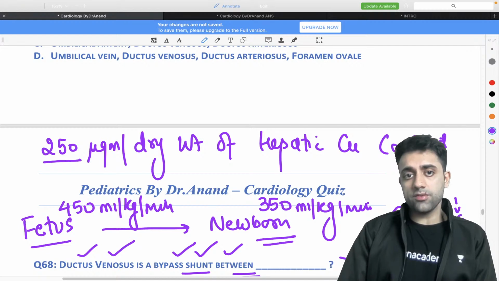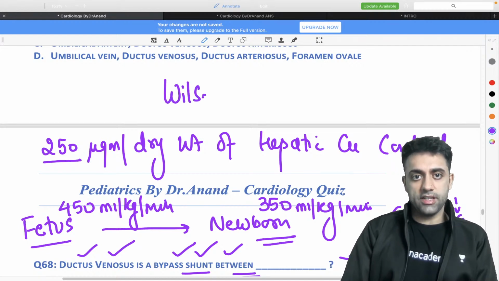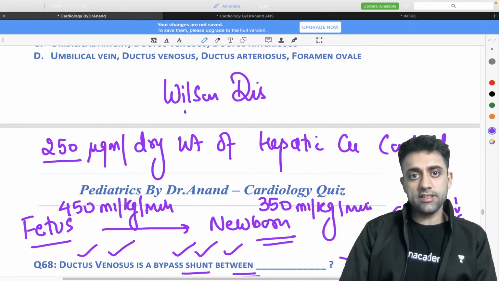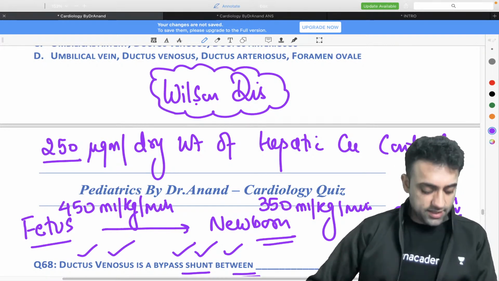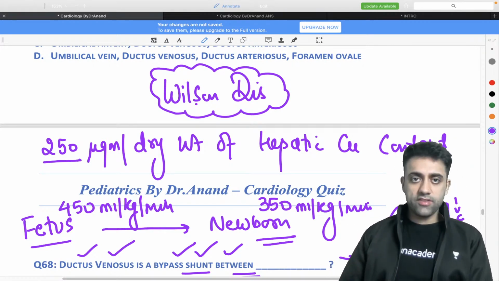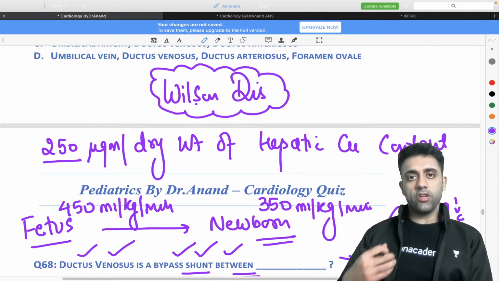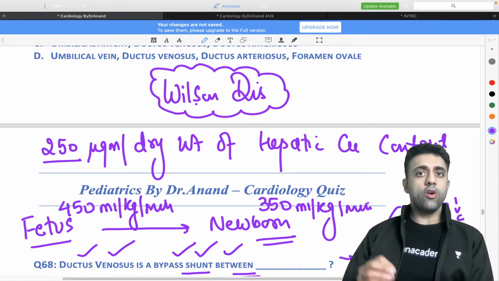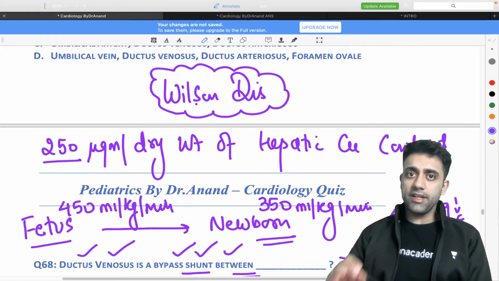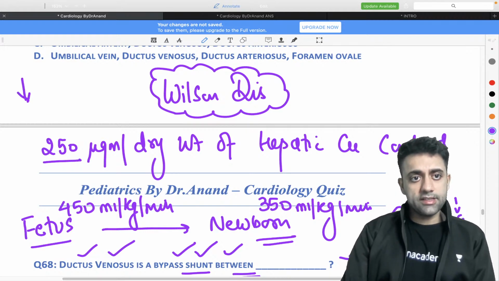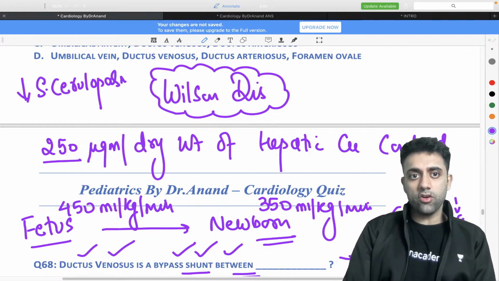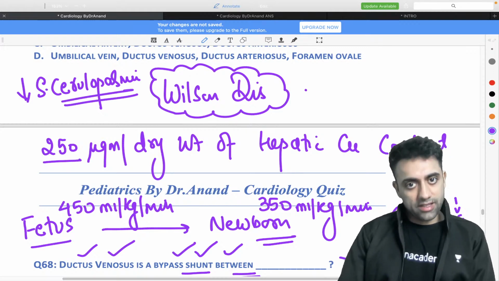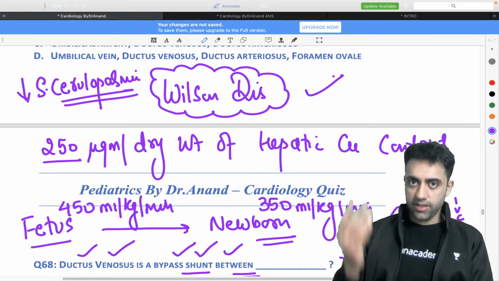This is the diagnostic for Wilson disease, yes or no? So this is what we need to understand. Wilson disease, copper everywhere. Hepatic copper increases, serum copper increases, urinary copper increases. Only one thing decreases, that is the serum ceruloplasmin levels. Yes or no? And the gold standard investigation of choice is liver biopsy.